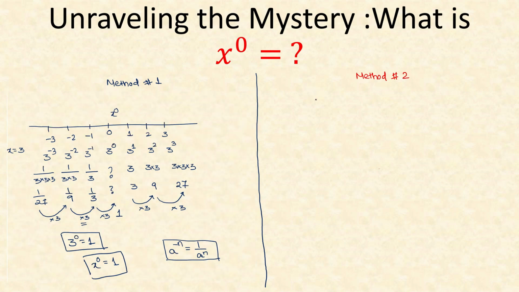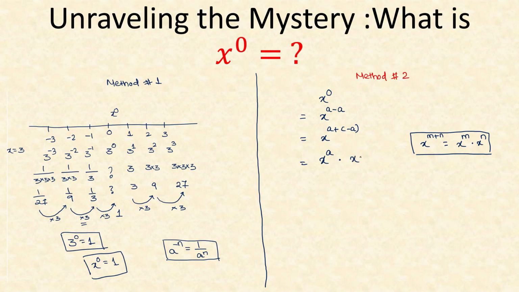Let us solve this with another method. So this is x to the power 0. We can write 0 as a minus a. So we can write this as x to the power a plus minus a. As we know, the rule x to the power m plus n is equal to x to the power m into x to the power n. So applying this rule, we can write x to the power a plus minus a is equal to x to the power a into x to the power minus a.